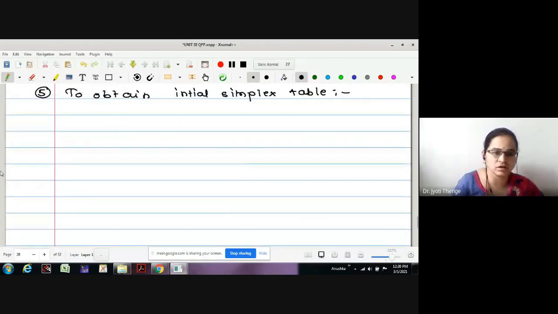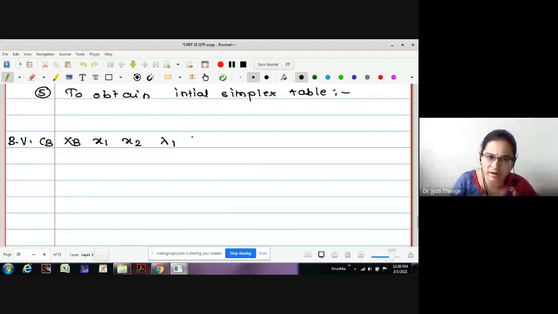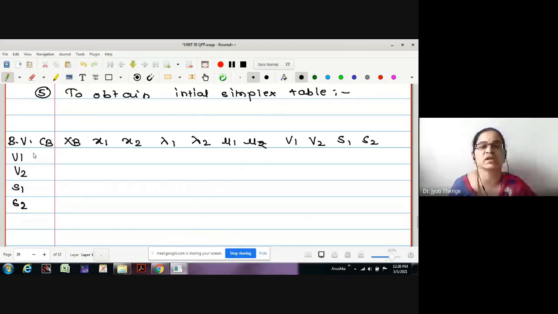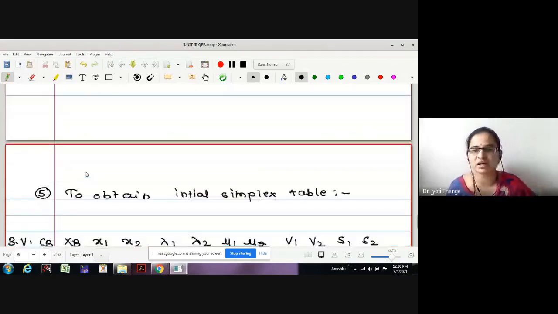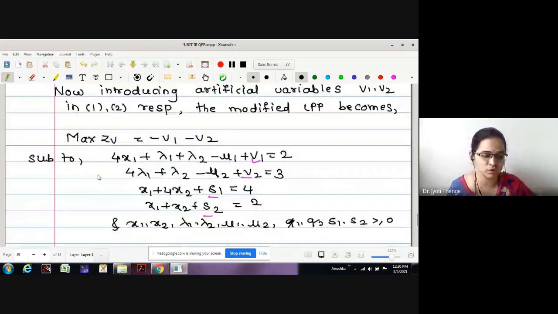Let us construct a table. Basic variable, CB, XB, x1, x2 original, lambda 1, lambda 2 Lagrange's multipliers, mu 1, mu 2 also Lagrange's multipliers, then v1, v2, s1, s2. These many variables were there. Basic variables are v1, v2, s1, s2. You have to take care of the order of the basic variables also, right? v1 is the first, v2 is second, like this. CB of v1, v2 is minus 1, minus 1. That of s1, s2 is 0, 0, right? And what for XB? XB's are nothing but the right hand side constants: 2, 3, 4, 2.